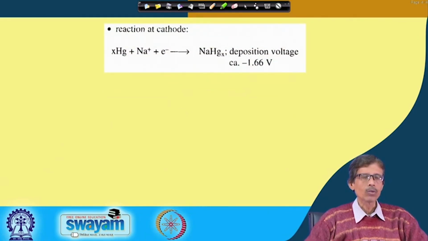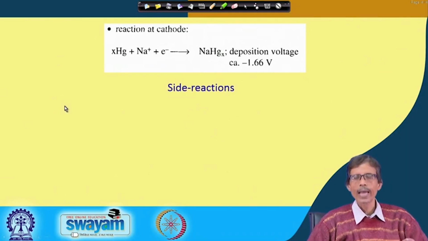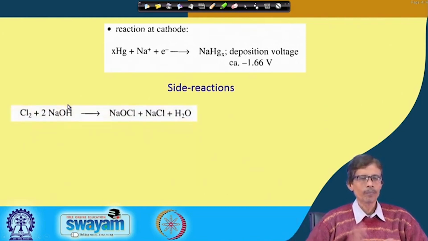And at the cathode, on the surface of this particular mercury or sodium amalgam pool, you already have x number of atoms of mercury which will attract your sodium, and which is reduced by the electron available from the anode side, giving you NaHgx. This is basically your sodium amalgam, and the deposition voltage for that particular species is minus 1.66 volt. So, during this particular process, what are we producing? We are producing only the chlorine gas and your sodium amalgam.